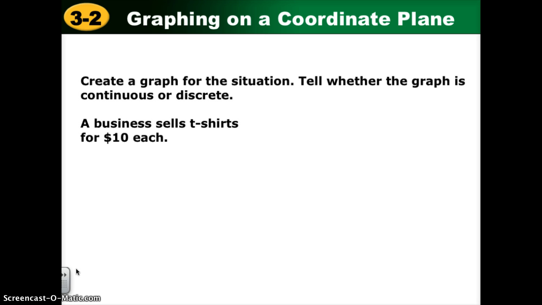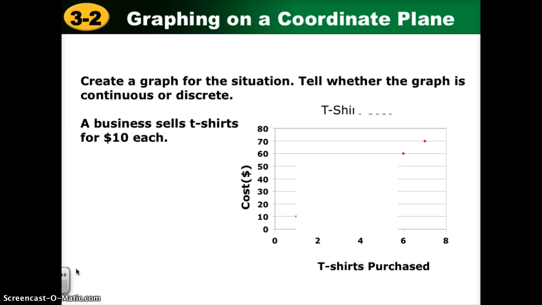Business sells t-shirts for $10 each. Think about what before we show the graph. Do you think this will be continuous or discrete? It is discrete because, again, you can't buy parts of a t-shirt in this situation.